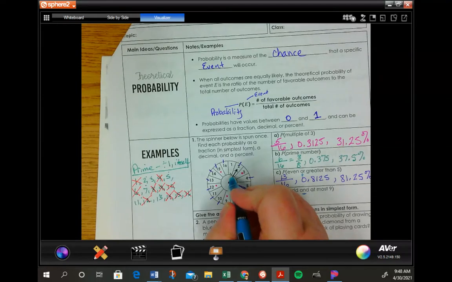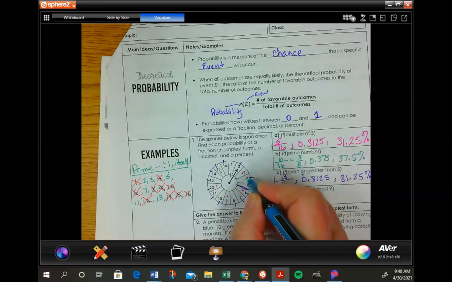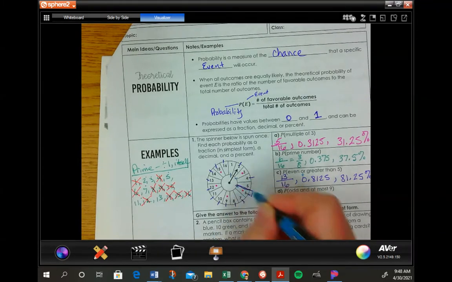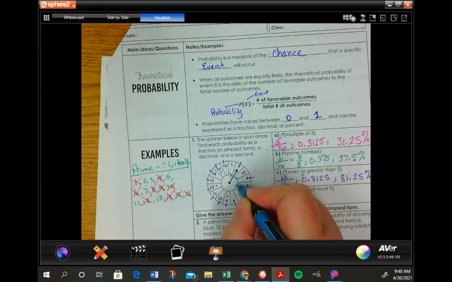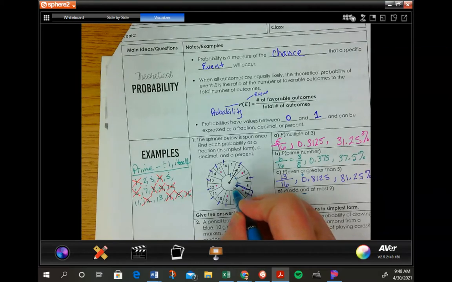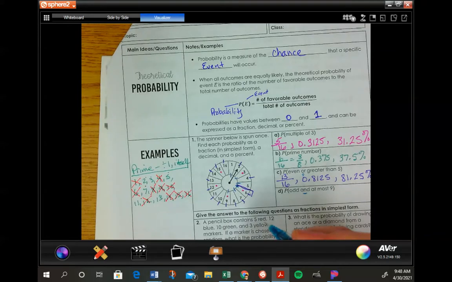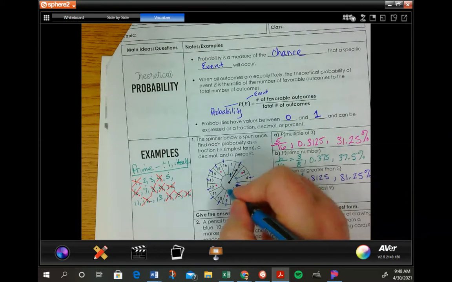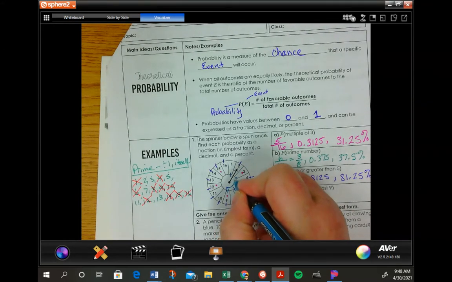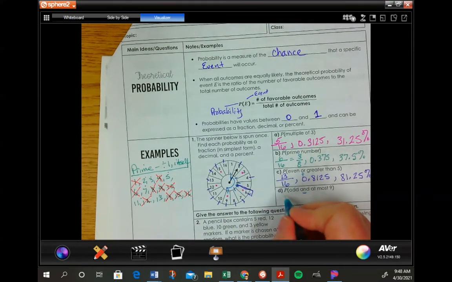1 is odd. 2 is not. 3 is, and it's less than 9. 4 is even. 5 is odd, so that's 5 so far. 6, 7, 8. I'm going to stop at 9 because it says at most. I cannot go any higher than 9. 9 is my stopping point. So I'm going to go this way. 1, 2, 3, 4, 5. I have 5 out of 16.